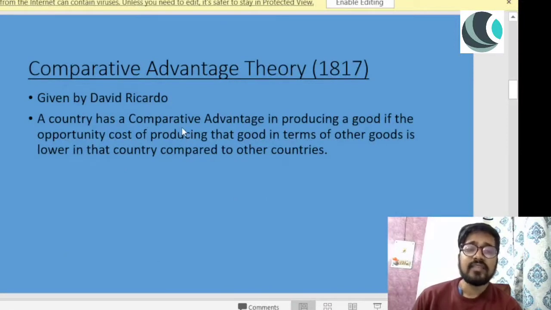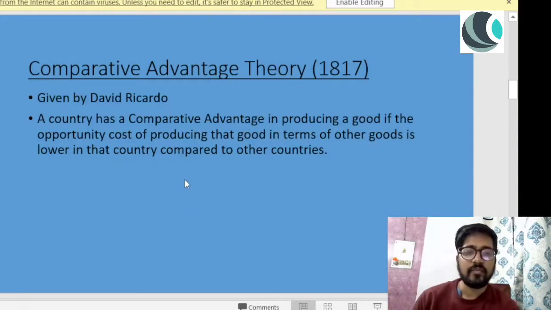Now, this is comparative advantage theory. This is where things get tricky. So, firstly, you need to know who gave this theory. Given by David Ricardo in 1817, right? So this was given in 1817 by David Ricardo. A country has a comparative advantage in producing a good if the opportunity cost of producing that good in terms of other goods is lower in that country compared to other countries, right?